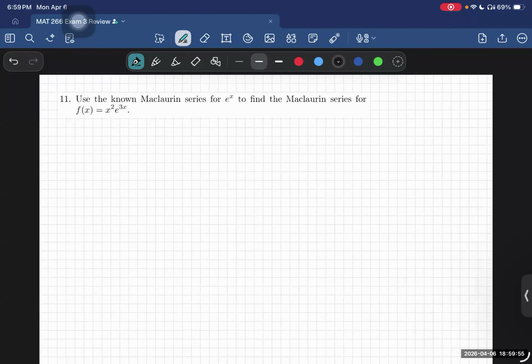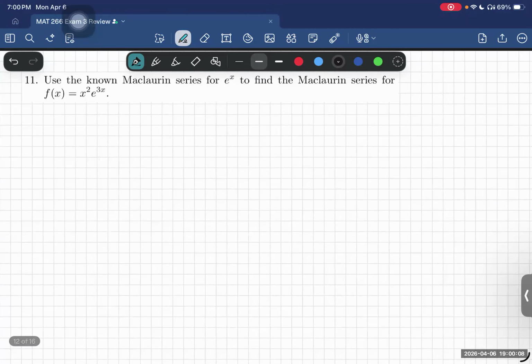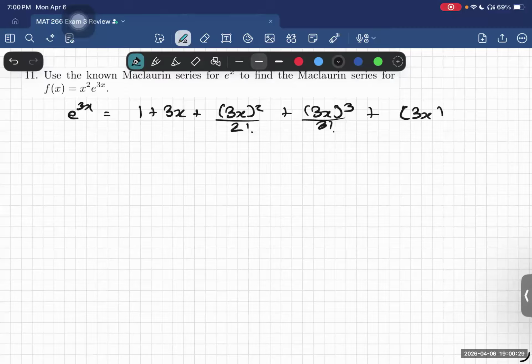Use the known Maclaurin series for e raised to x to find the Maclaurin series for f of x equals x squared e raised to 3x. Okay, so let's see. This is also kind of the same; we have the given Maclaurin series for e raised to x, so we'll just follow that with e raised to 3x. So e raised to 3x will be 1 plus 3x plus 3x the whole squared by 2 factorial plus 3x cubed by 3 factorial plus 3x raised to 4 by 4 factorial and so on.